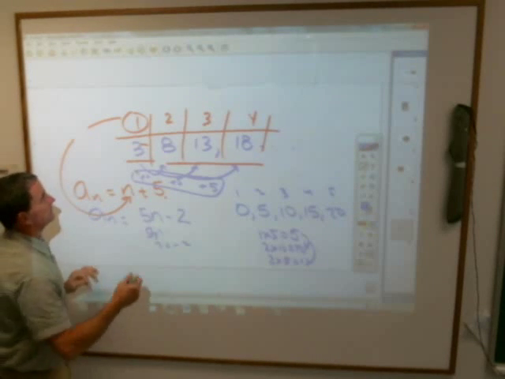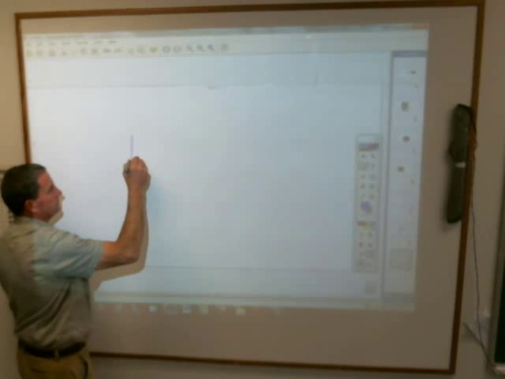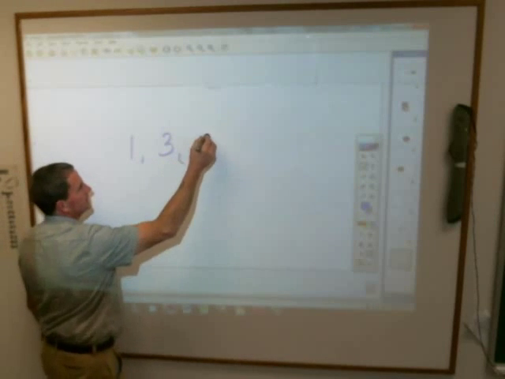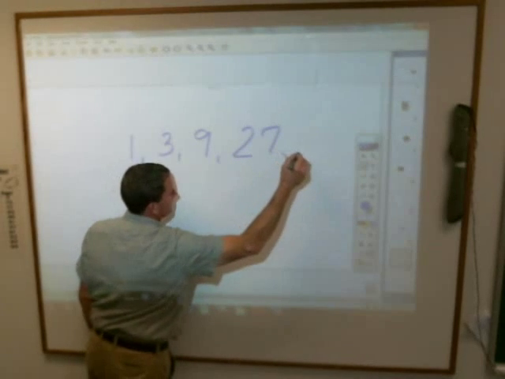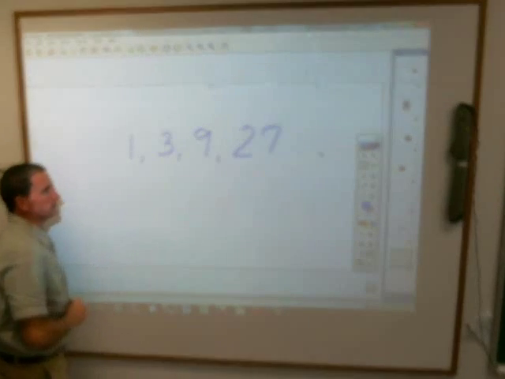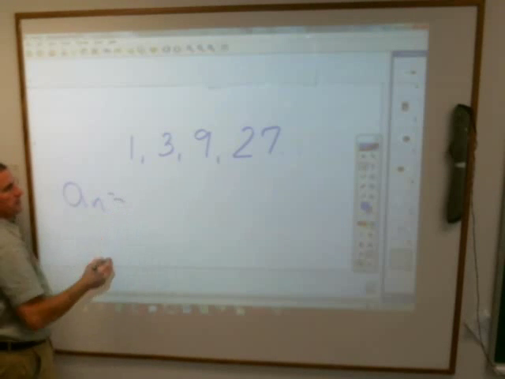Now, let's throw a little wrench into the whole thing and take a look at this one, because I think you'll like this, maybe not. 1, 3, 9, 27, and dot, dot, dot. My recursive formula.